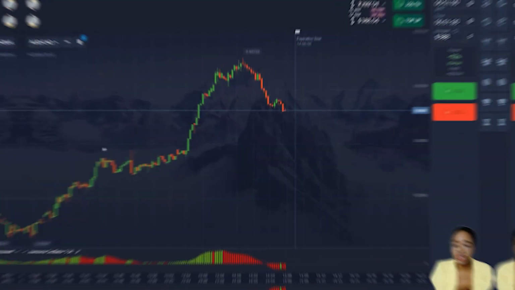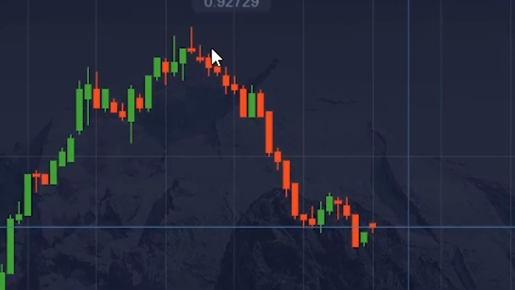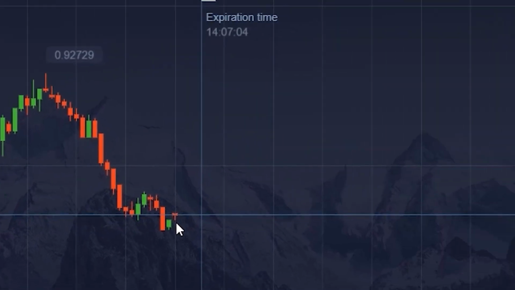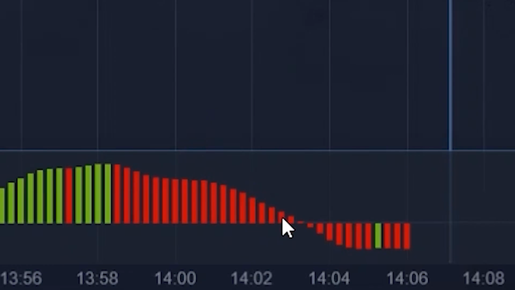Let me continue. So here you can see we have a rising trend, but at the moment the price shows a good decrease. Therefore, I'm going to open the transaction at a decline because the histograms are red, and I think that the price will continue to move down.